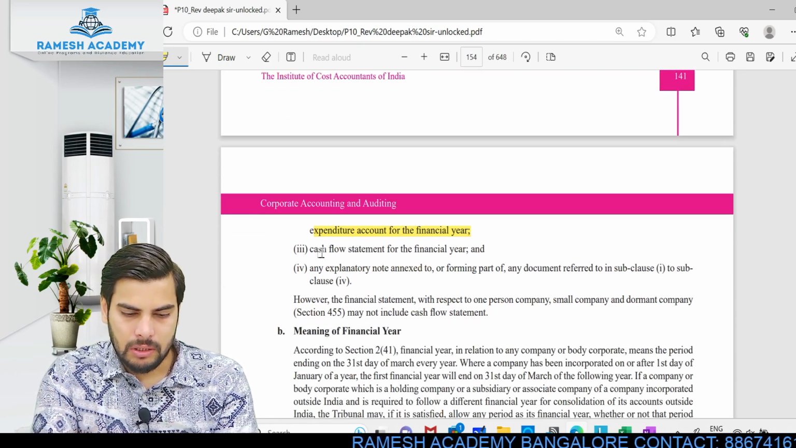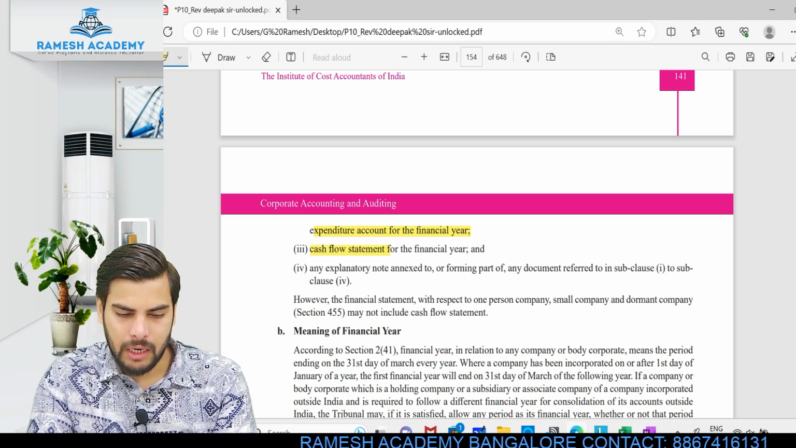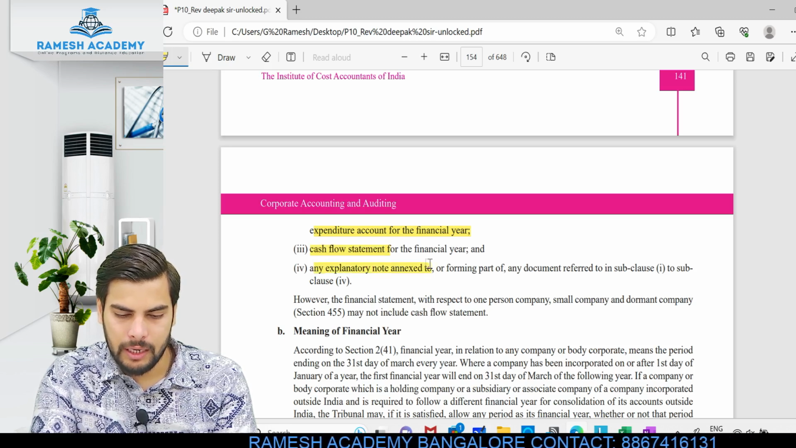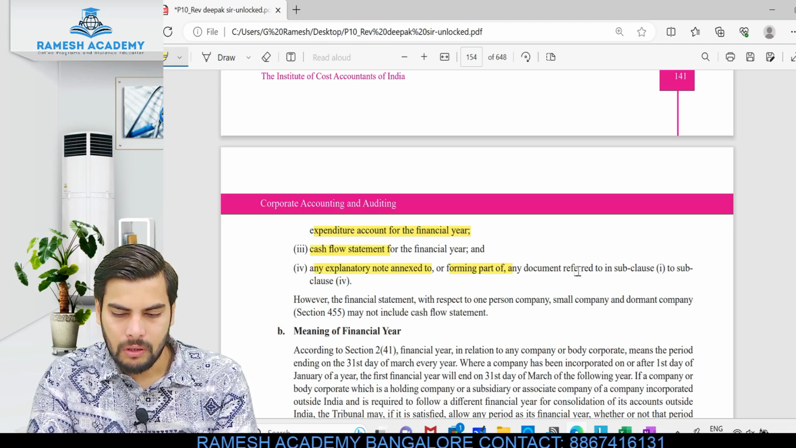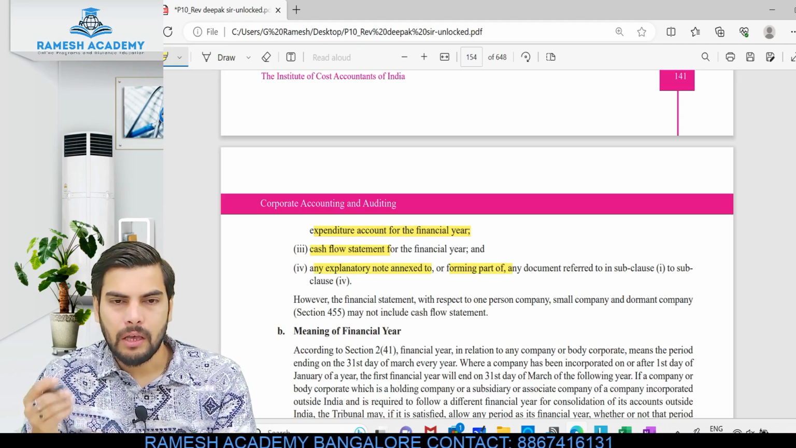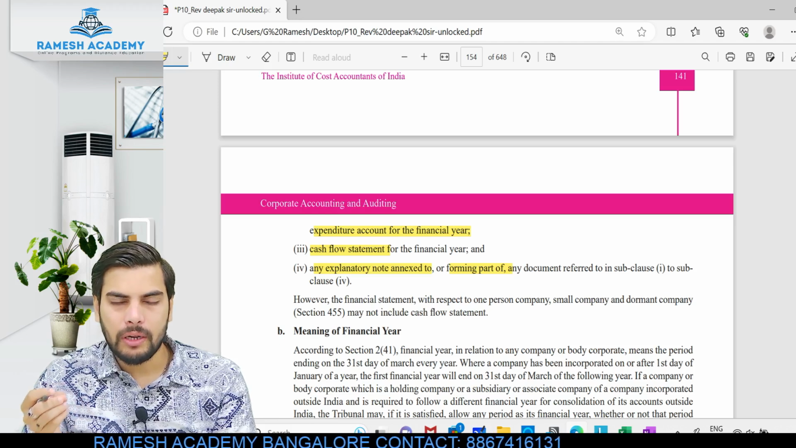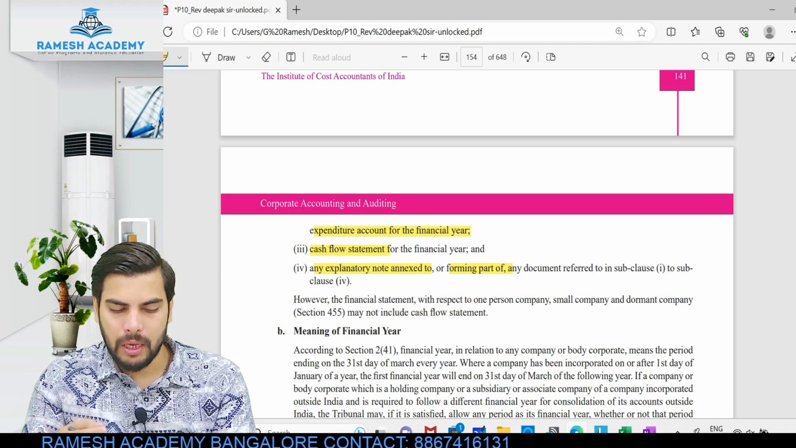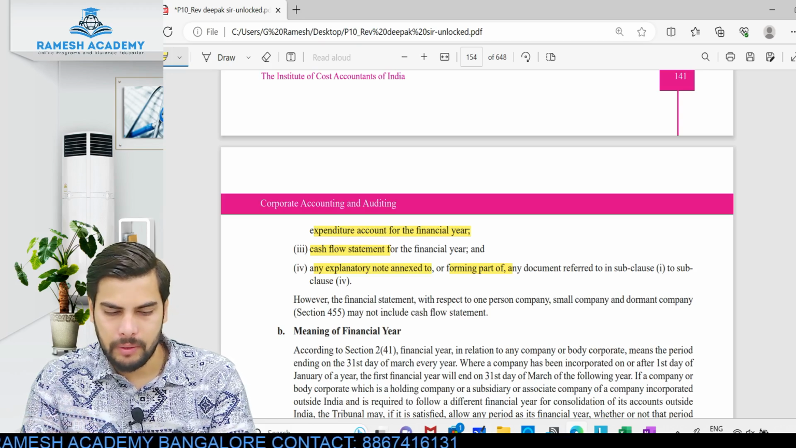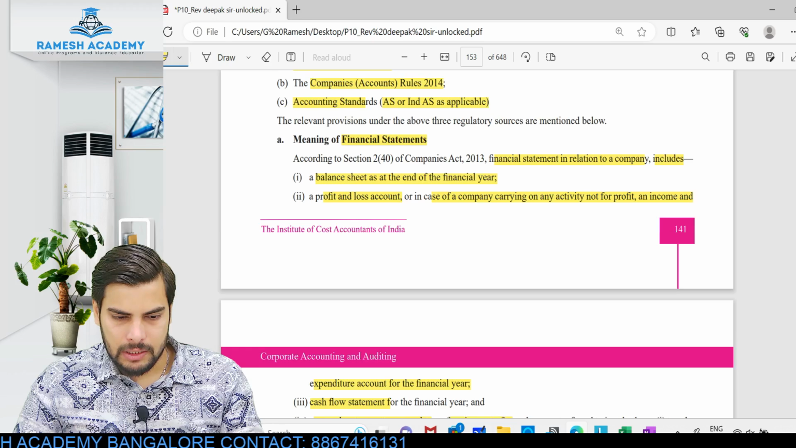Okay. So the third thing would be the cash flow statement for the financial year, and the explanatory notes annexed to or forming part of this particular financial statement. So any explanatory notes, normally we'll be calling them notes to accounts. Okay, even that would be a part or component of the financial statement. Clear? So I'll just write this.